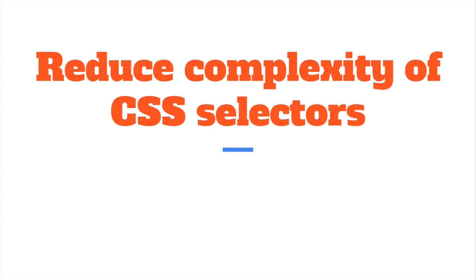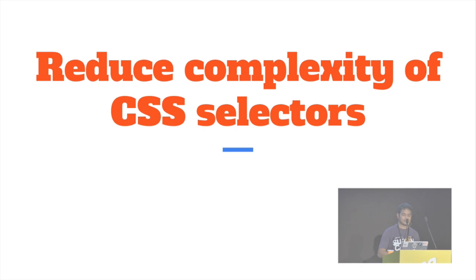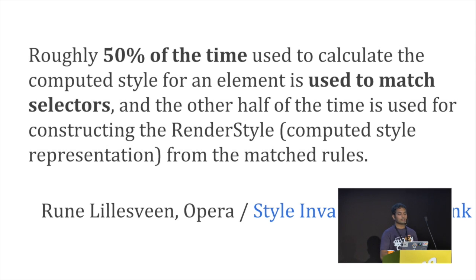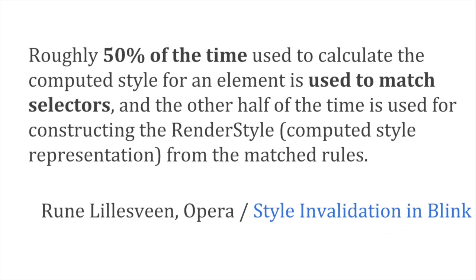Next comes reducing the complexity of CSS selectors. This is a quote by one of the developers at Opera. What they said is that when applying a CSS rule on a particular element, 50% of the time is actually spent on finding the particular element via the selector. So in case you have a very complex selector, you might want to make it less complex, because otherwise it will take a lot of time.